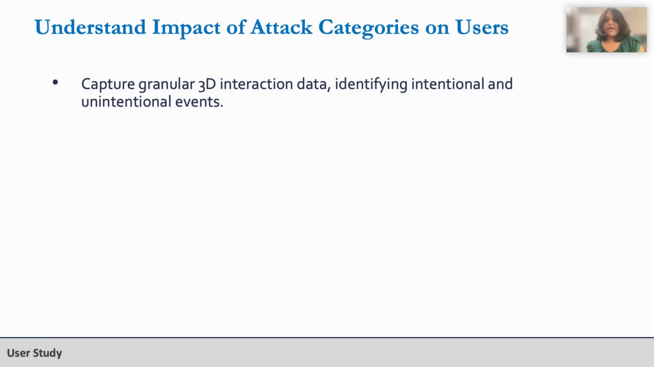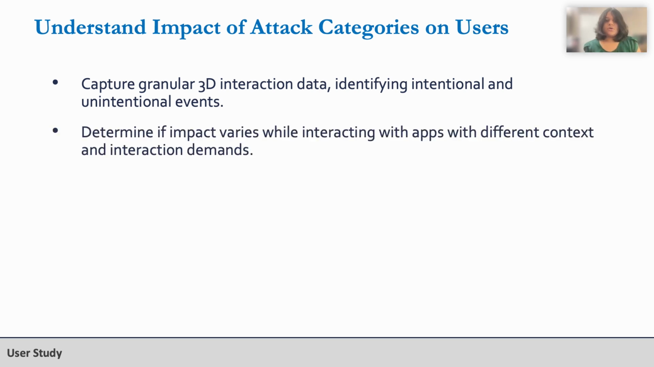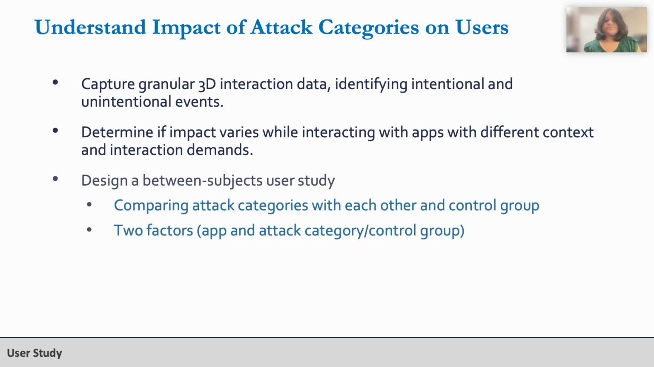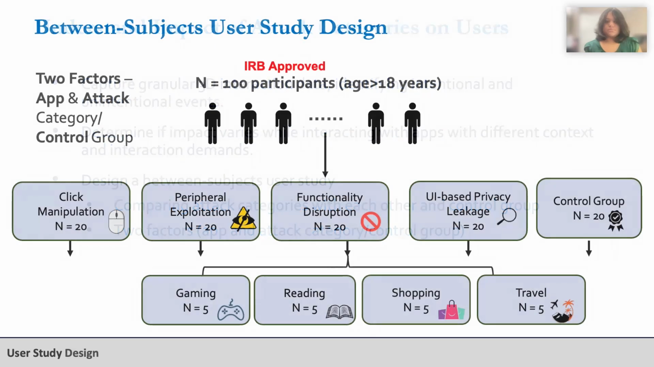To understand the impact of the attack categories, we need to capture detailed event information and also identify intentional and unintentional events based on the UI-based attacks. We wanted to understand whether the impact of these attacks changes when users interact with apps that differ in context and interaction demands. To do so, we designed a between-subjects user study with 2 factors, attack category and app, for comparing attack categories with each other and the control group.